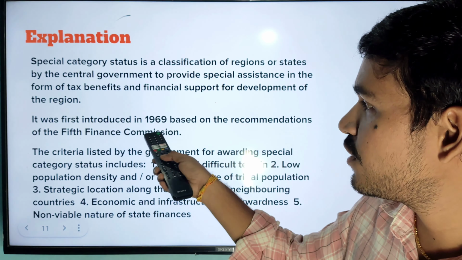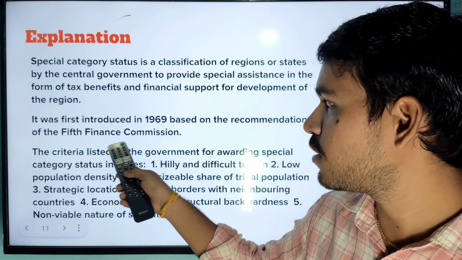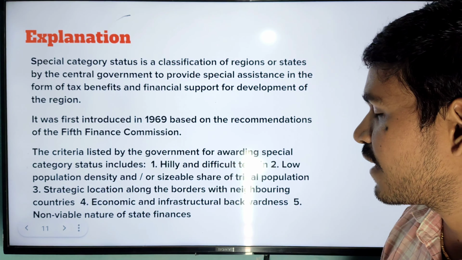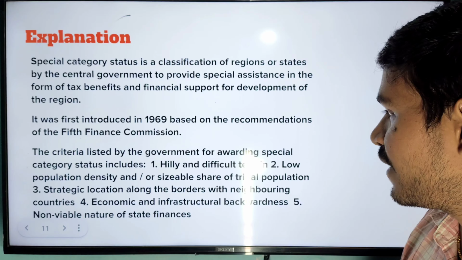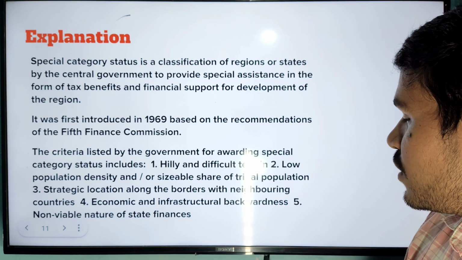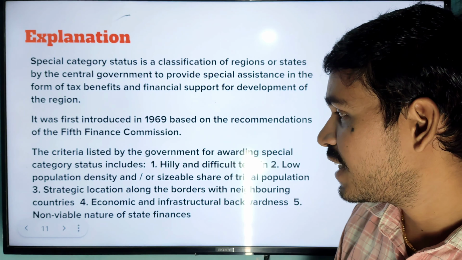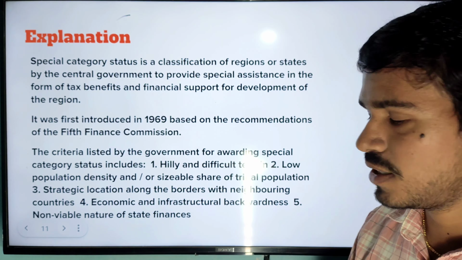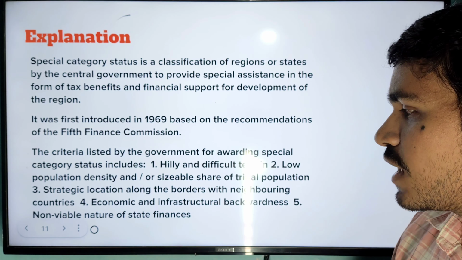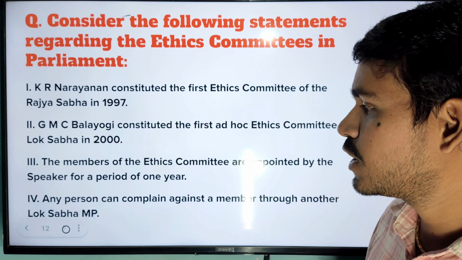Next one is, it was first introduced in 1969 based on the recommendations of the 5th Finance Commission. So, we must remember this one also, 5th Finance Commission. Next, the criteria listed by the government for awarding special category status include: 1, hilly and difficult terrains; second, low population density or sizable share of tribal populations, that means more tribal populations are there; third, strategic location along the borders with neighboring countries; fourth, economic and infrastructural backwardness; and fifth, non-viable nature of state finances. So these are the 5 conditions to be eligible for special category status.